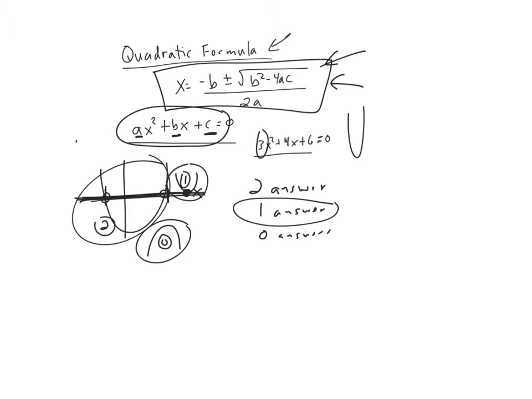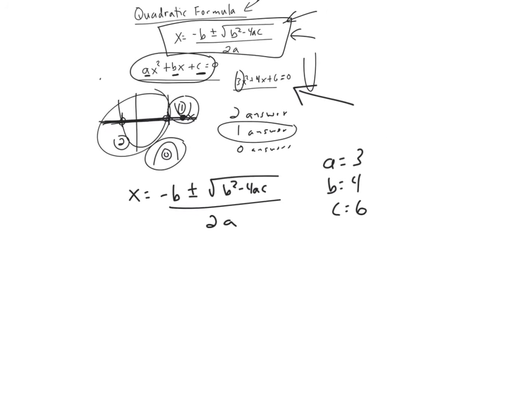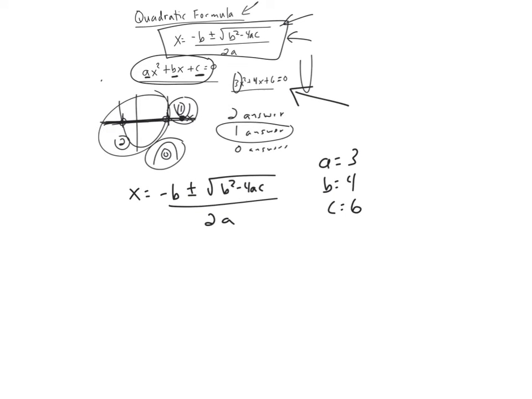We're just plugging those in. So I'm going to rewrite the formula over here again: negative b plus or minus the square root of b squared minus 4ac, over 2a. The good thing is all we're doing is plugging in numbers. So in our case, using this one right here, a is 3, b is going to be 4, and c is 6. Okay?